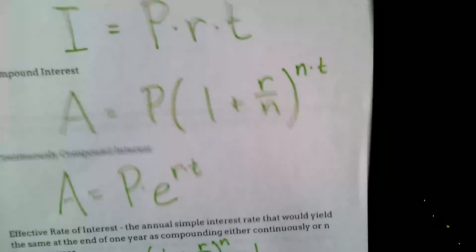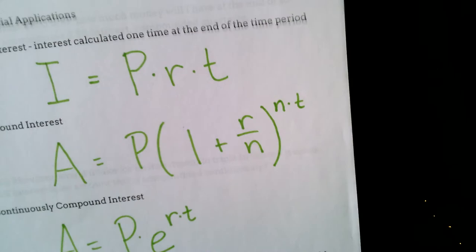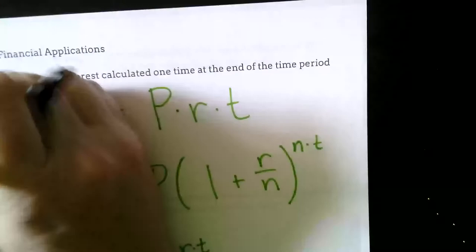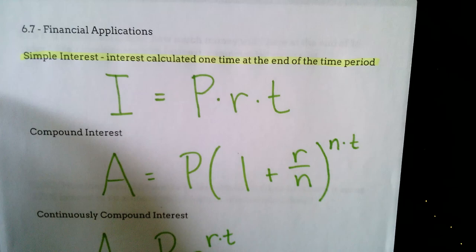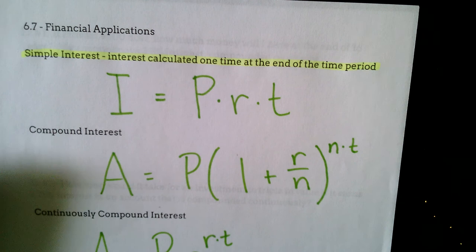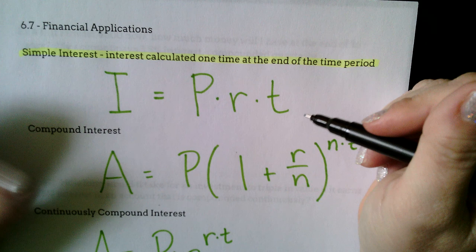Simple interest. Simple interest is interest that is calculated one time at the end of the time period. So if I borrow some money from my friend and say, I'll pay you back 10% interest, then however long I keep the money, if I borrowed $500, I would just at the end pay them $550, because that would be the interest I would owe if I kept it for 1 year. Let's say I kept it for 5 years, then it would be $50 for each of those years. So I'd end up owing them like $750. Regardless, let's talk about the letters.